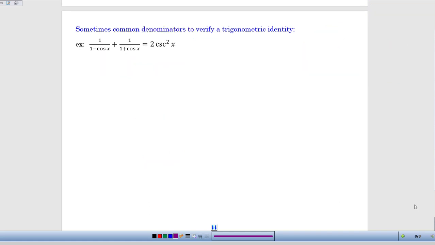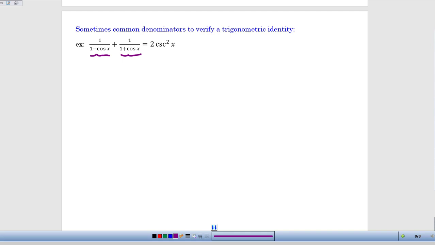For our last example, we can see that we're adding together two fractions. And somehow those two fractions we have to add together to end up with that 2 cosecant squared that we have on the other side. Well, in order to add fractions, we have to have a common denominator. And as close as this 1 minus cosine and 1 plus cosine look, they have nothing in common with one another. They are as different as x plus 1 and x minus 1 from our previous study of adding and subtracting fractions with variables in them.